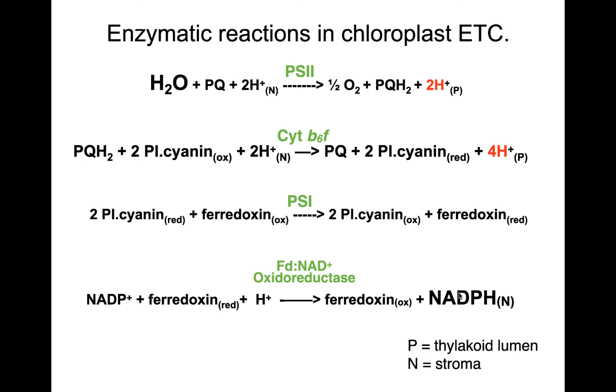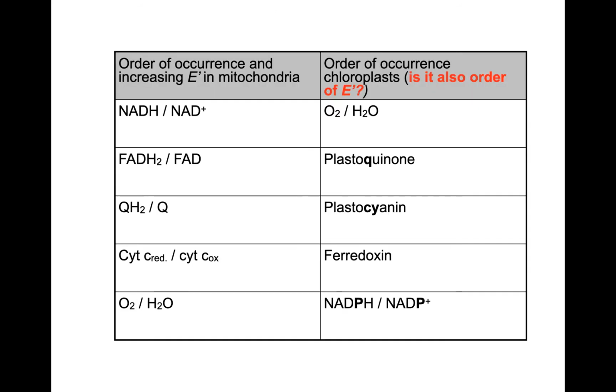Two of these reactions release energy that is being used to pump protons into the thylakoid lumen. PS2 here, cytochrome b6f here. So the question becomes, we have two situations here where we are catalyzing a reaction that is going against reduction potentials. What do I mean by that?